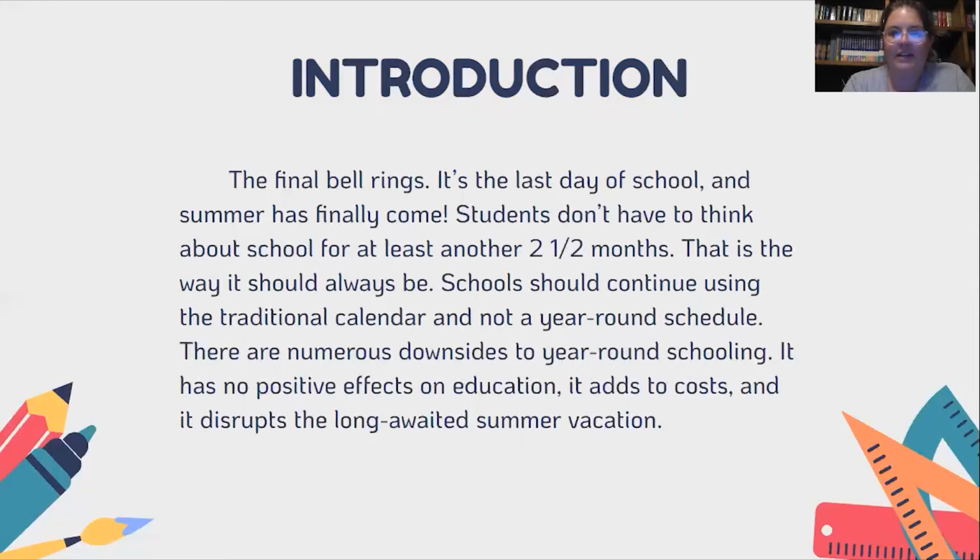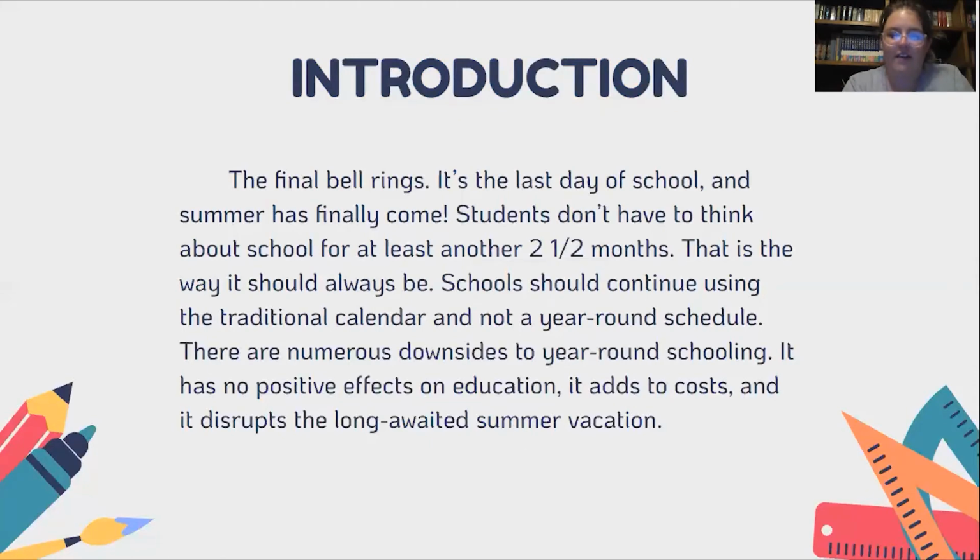The final bell rings. It's the last day of school and summer has finally come. Students don't have to think about school for at least another 2.5 months. That is the way it should always be. School should continue using the traditional calendar and not a year-round schedule. There are numerous downsides to year-round schooling. It has no positive effects on education, it adds to costs, and it disrupts the long-awaited summer vacation.